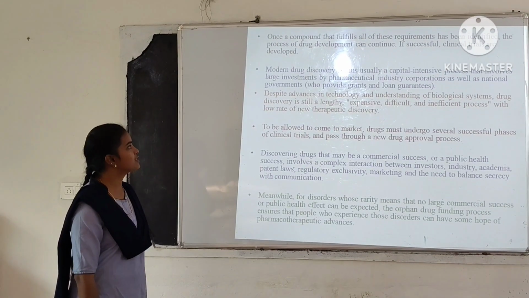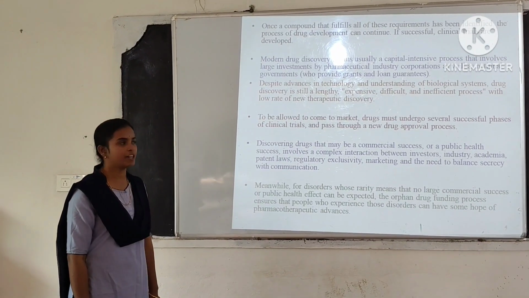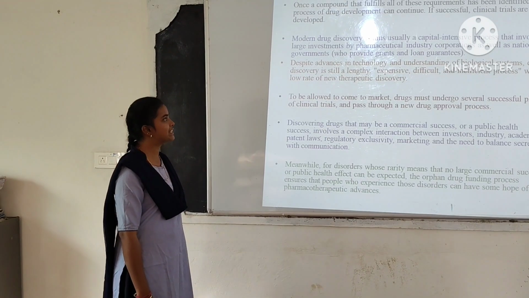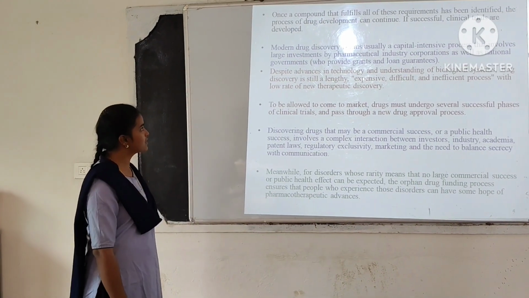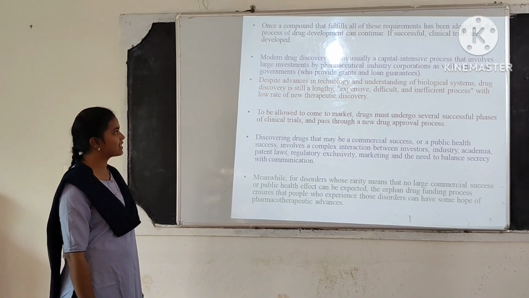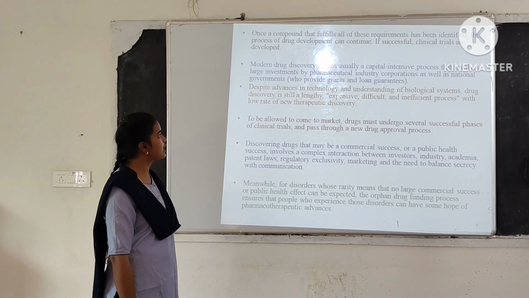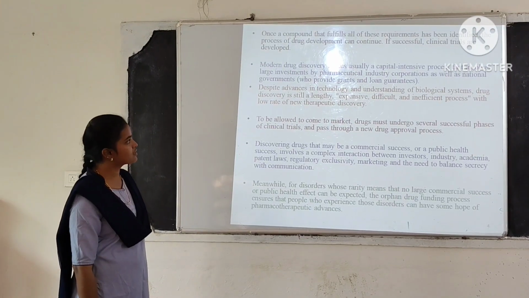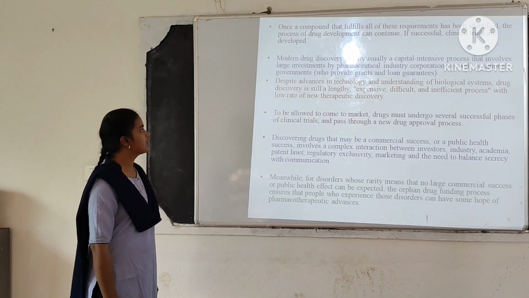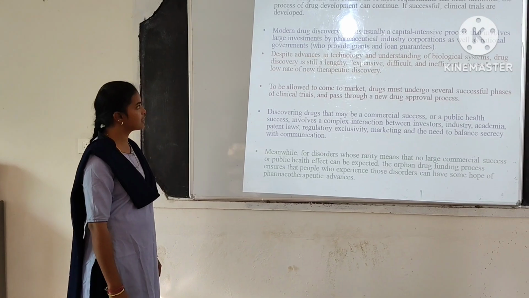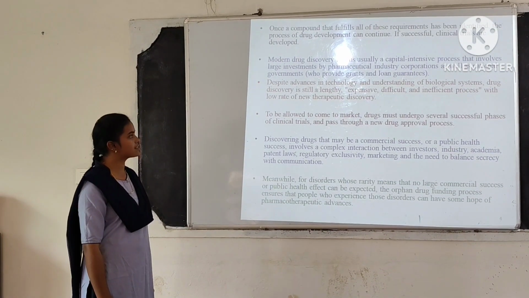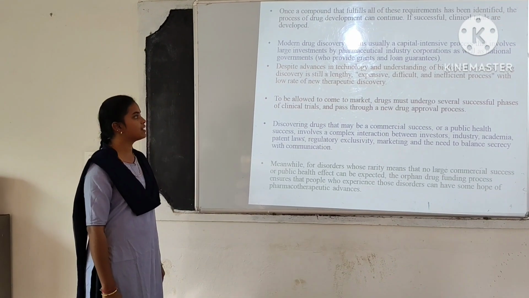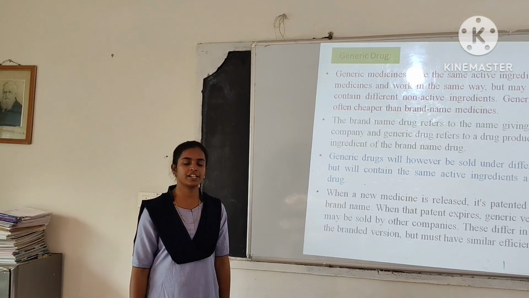A compound that fulfills all of these requirements has been identified. The process of drug development can continue if successful clinical trials are developed. Modern drug discovery is thus usually a capital-intensive process that involves large investments by pharmaceutical industry corporations as well as national governments. Despite advances in technology and understanding of biological systems, drug discovery is still a lengthy, expensive, difficult and inefficient process. Now the generic drugs explained.